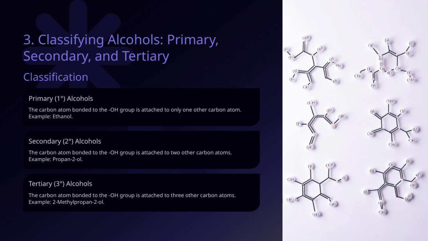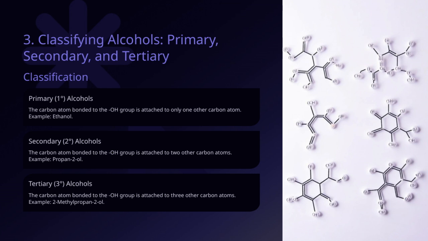When the carbon attached to the hydroxyl group is connected to 3 other carbon atoms, we call it a tertiary, or 3 degrees, alcohol. A good example of this is 2-methylpropan-2-ol. Next, if the carbon bonded to the OH is attached to 2 other carbon atoms, we refer to it as a secondary, or 2 degrees, alcohol. Propan-2-ol is a common example here.